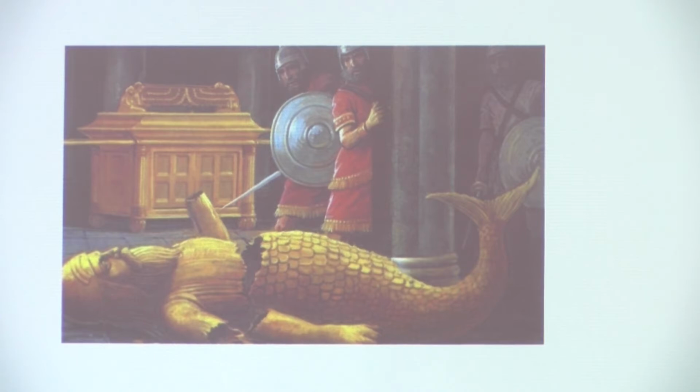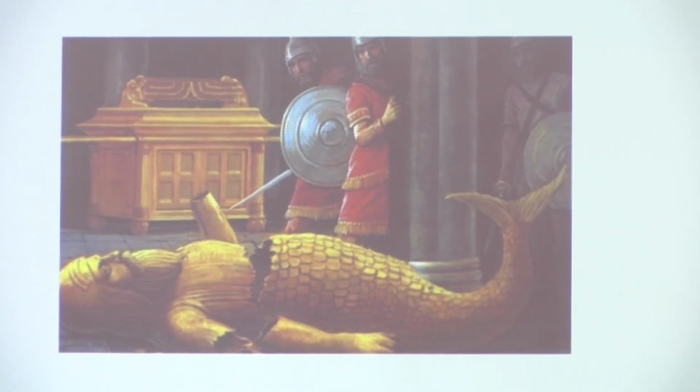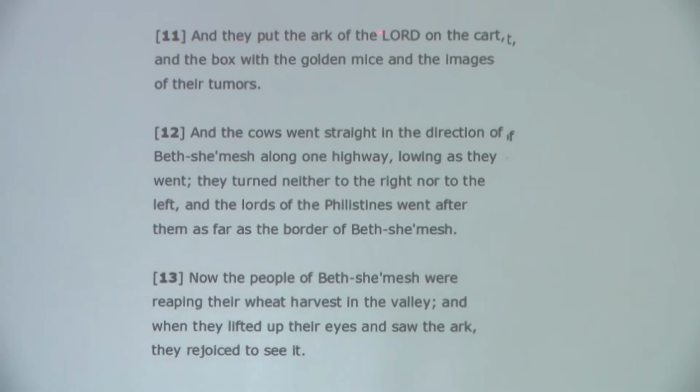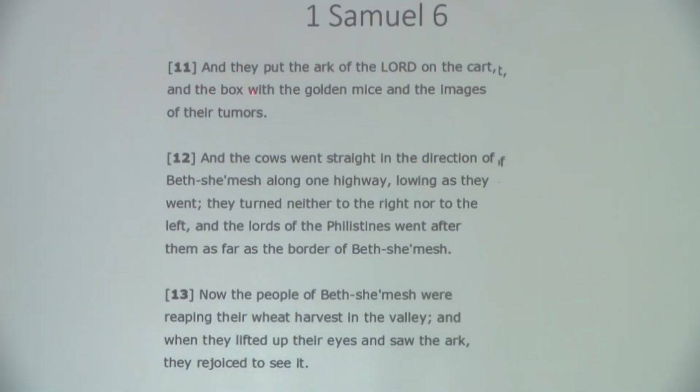Let's get rid of it. They thought, let's just give it back to the Israelites. And so they made every effort to return the thing to the Israelites. They put the Ark of the Lord on a cart, and the box with the golden mice and the images of tumors.